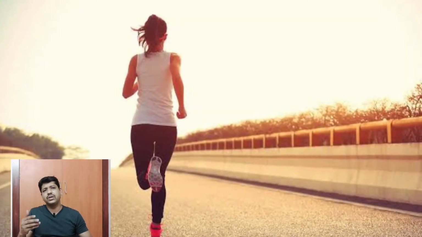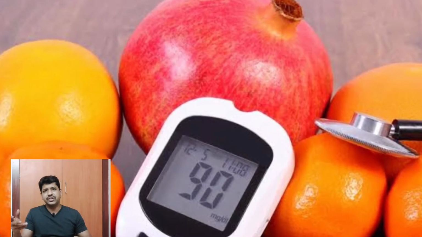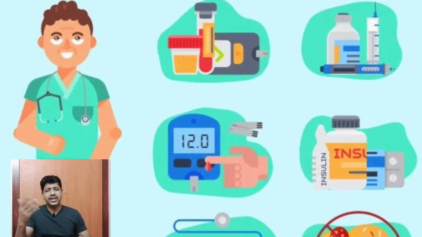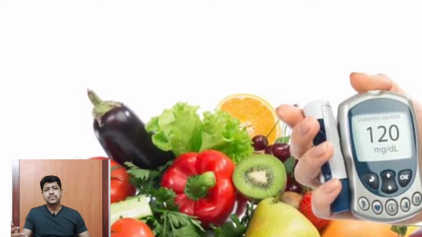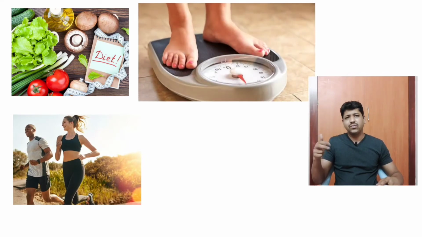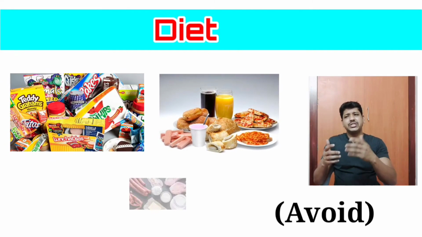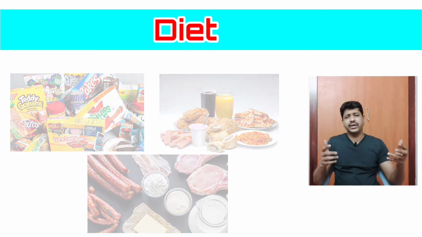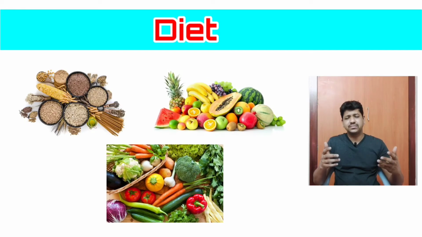When it comes to lifestyle modification, there are several things. Some things you cannot change, like your genes or your age, but what you can change is your lifestyle, right? Lifestyle modification includes diet, exercise, weight, water, everything. When it comes to diet, try to avoid processed food items or saturated fatty items, okay? Go for whole grains. Eat more fruits, vegetables, whole grains, okay?